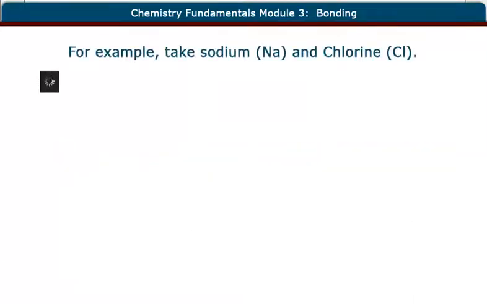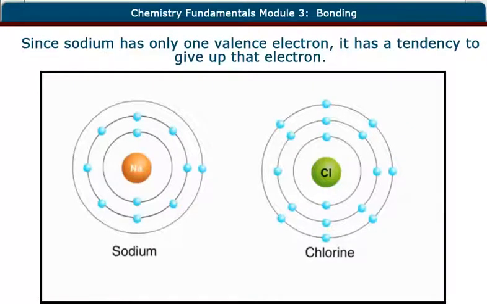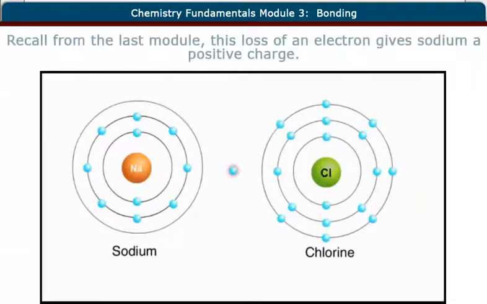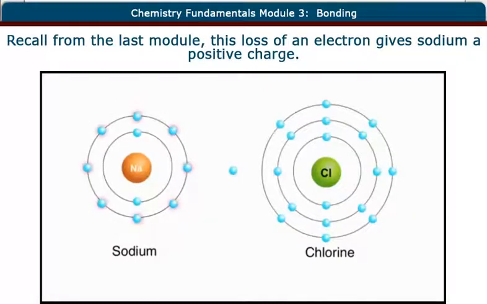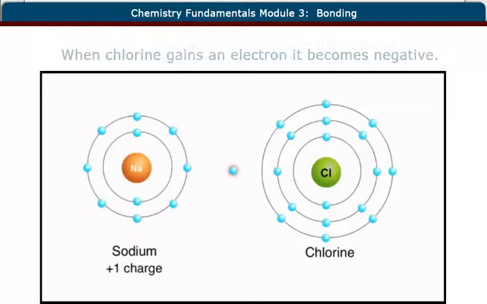For example, take sodium and chlorine. Since sodium has only 1 valence electron, it has a tendency to give up that electron. Once it does that, the outer shell contains 8 electrons. Recall from the last module, this loss of an electron gives sodium a positive charge. Chlorine, on the other hand, with 7 valence electrons, would like to gain an electron to become stable. When chlorine gains an electron, it becomes a negative ion.